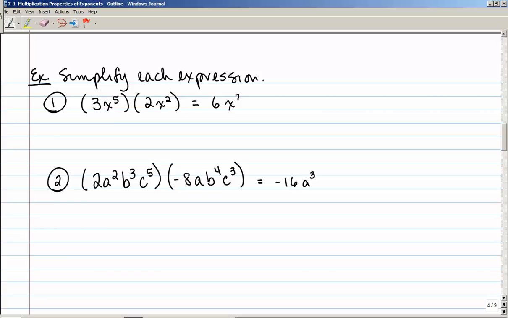B to the 3rd times b to the 4th is b to the 7th, because 3 plus 4 is 7. And c to the 5th times c to the 3rd is c to the 8th. So just add your exponents.